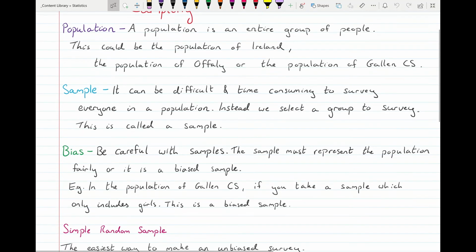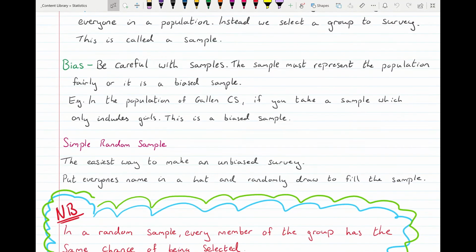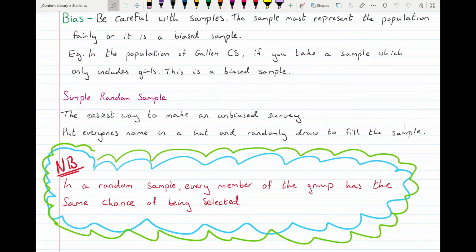And the best way to do that is what's called a simple random sample, where you put everybody's name into a hat and you just pull out however many names you need for your survey. So if you're surveying 30 people, you put everybody's name in the school into a hat and you pull out 30 names and then you go and you ask those people to fill out the survey.